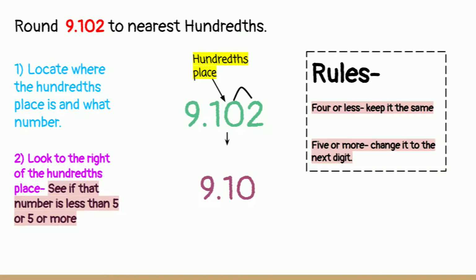So as you can see, we don't have the 2 because we need to ignore it. You could add a placeholder, but it doesn't really change the value. But I didn't add the placeholder, and that's our answer. Let's move on to problem number 2.